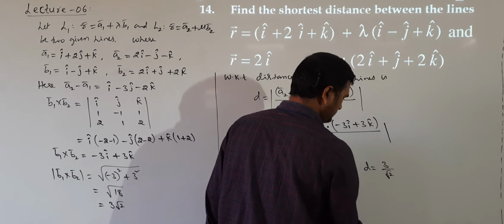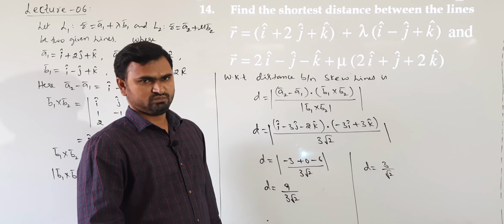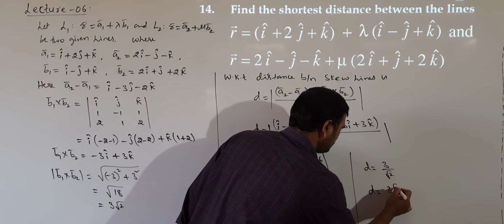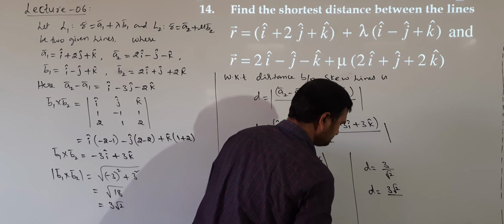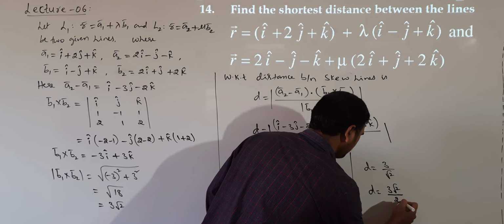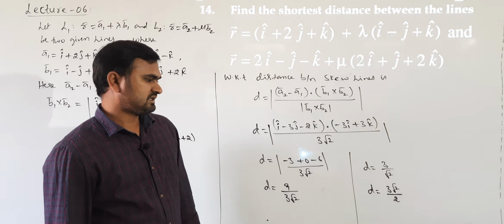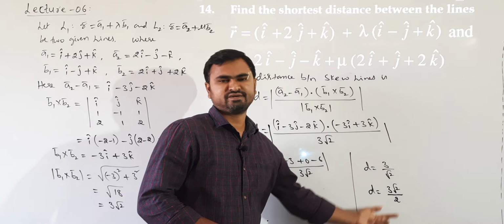Sometimes we can write root 2 in the numerator. Usually you can stop at 3 by root 2. Now, the denominator has root 2, so if I multiply and divide by root 2, we can write 3 root 2 divided by 2. This is the distance between the skew lines. Since we are getting some distance, the lines are skew lines. Suppose you get this value as 0, it means the lines are intersecting lines.